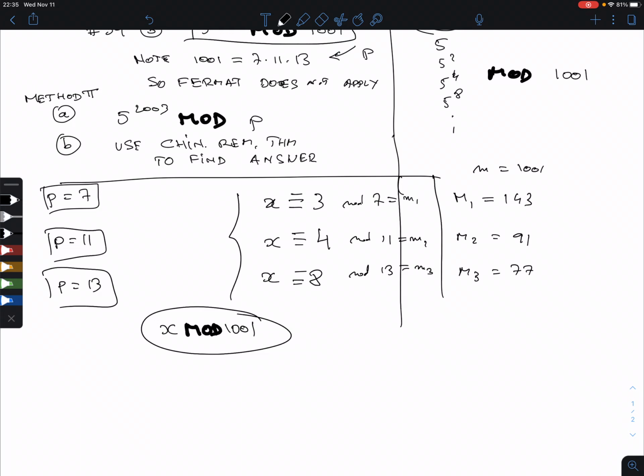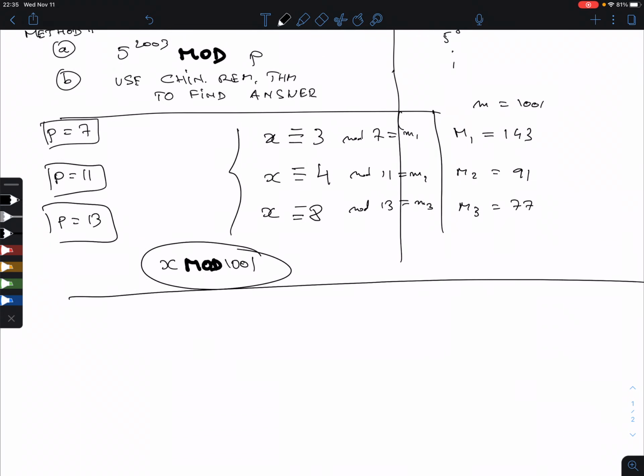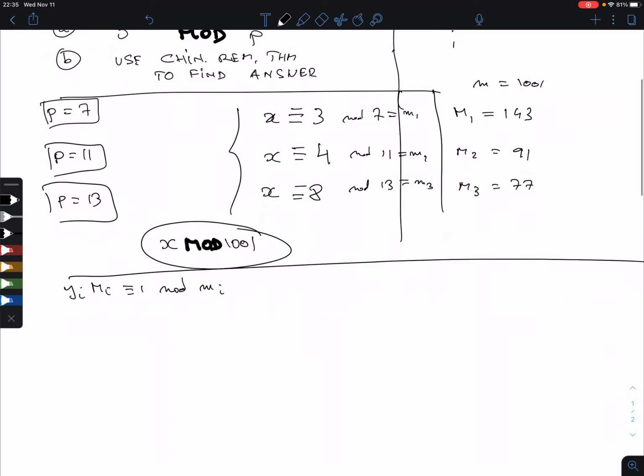And then finally, and that's where the work actually really goes, we have to calculate y_i M_i equivalent to 1 mod little m_i. That's the thing that we have to solve. So if i is 1, this would become the equation y1 times 143 is equivalent to 1 mod 7. Now mod 7, we're talking here about 0, 1, 2, 3, 4, 5, 6. We know already 0 is never an inverse, so it's going to be very quick.